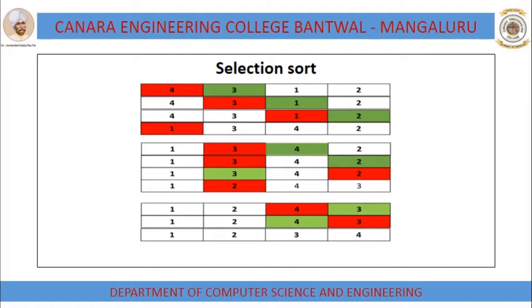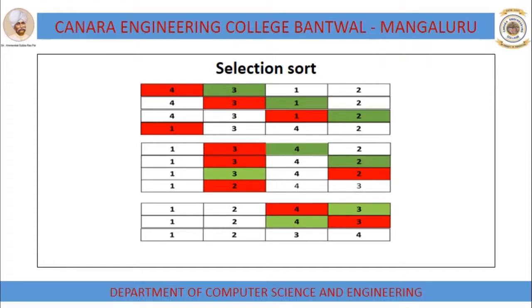We'll see one example here. 4, 3, 1, 2 are the contents of the array. Now I assume that the first element itself is the minimum element and compare it with the adjacent element. Since 3 is less than 4, I will assign 3 as the new minimum element and then continue the comparison.